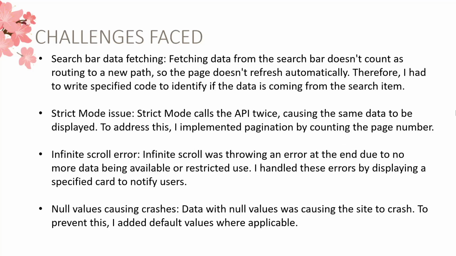For search bar data fetching, if you have worked with React Router, you would know that for search functions, React Router gives a specific route. That means you cannot go through different routes for different searches. So to make the app understand when data is fetching from the search bar, and if one search is happening after another search, how to refresh the data or refresh the page is a major challenge that took a lot of my time.